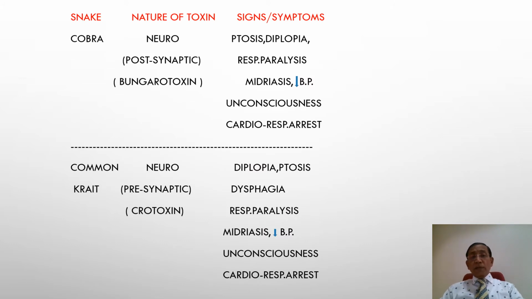Usually, if you classify, cobra bites are said to be neurotoxic, and the commonest toxin involved is bungarotoxin. They usually present with neurotoxicity like ptosis, diplopia, respiratory paralysis, mydriasis, hypotension, and ultimately the child lands in an unconscious state, and sometimes gets cardiorespiratory arrest. Another common snake, as we have seen, is the krait. They are also neurotoxic, but the toxin is crotoxin, which is a presynaptic toxin, and again they present with diplopia, ptosis, dysphagia, respiratory paralysis, mydriasis. They become unconscious and then have cardiac arrest.